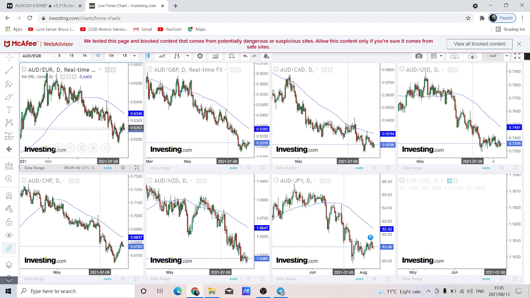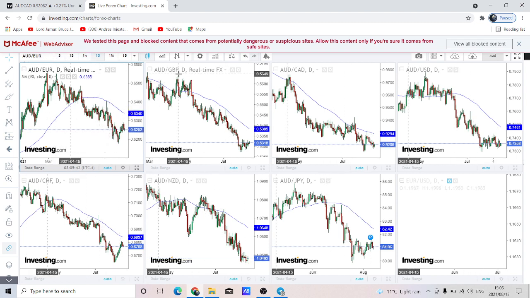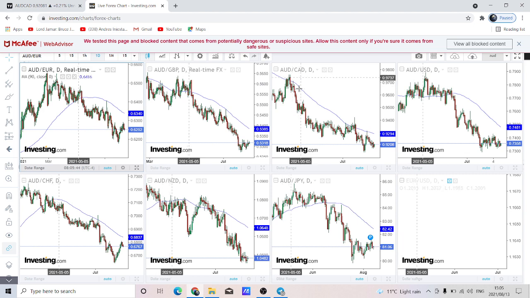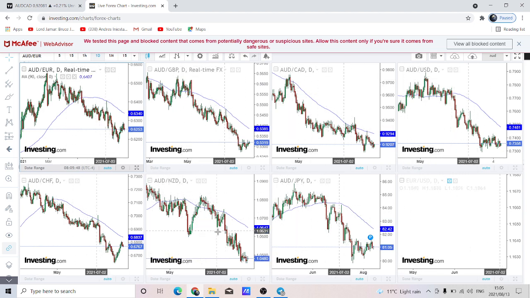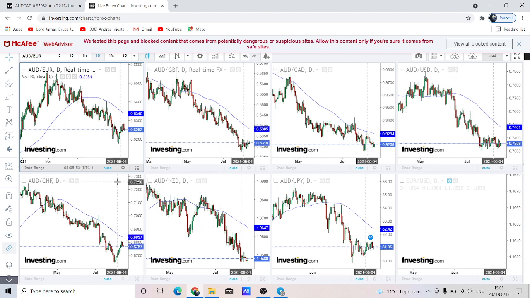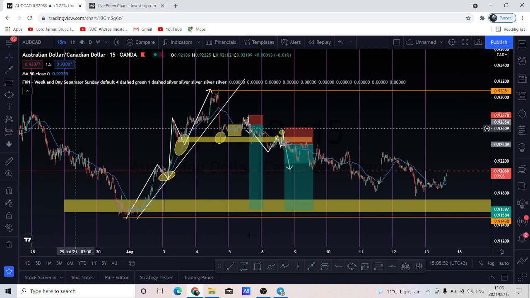AUD versus Euro is selling. AUD versus GBP is selling. AUD CAD selling. AUD USD selling. AUD JPY, AUD NZD, AUD Swiss is selling. Meaning that all AUD pairs are bearish. Okay, so whenever we see a setup here, we must only look for a setup for a sell because AUD across the board is selling.